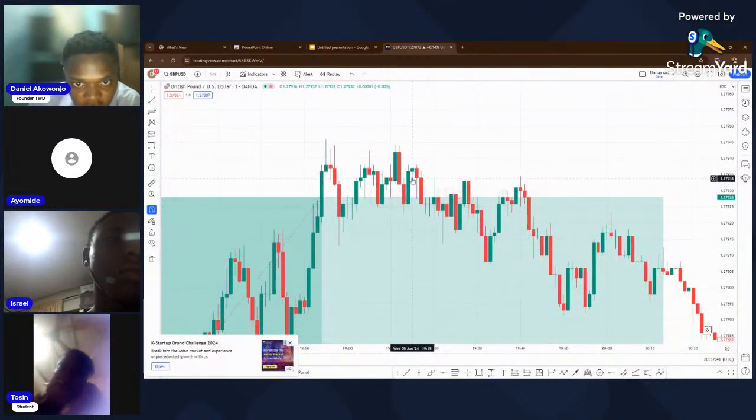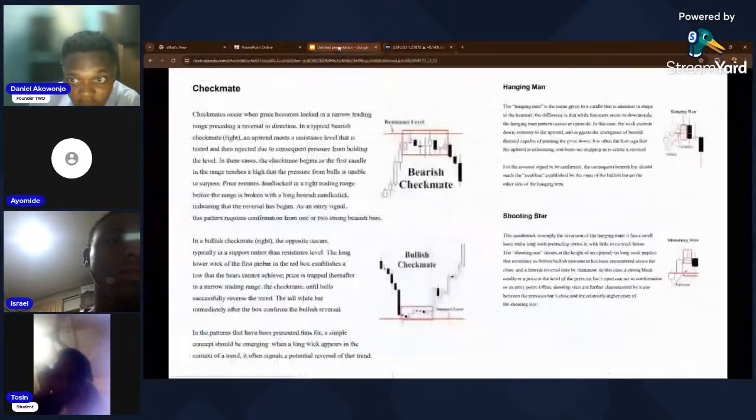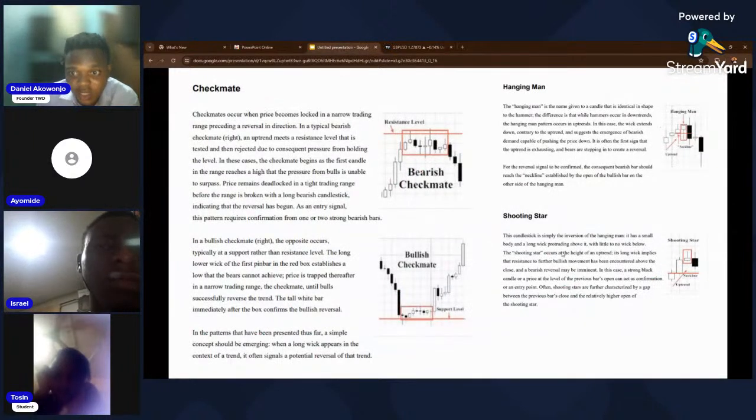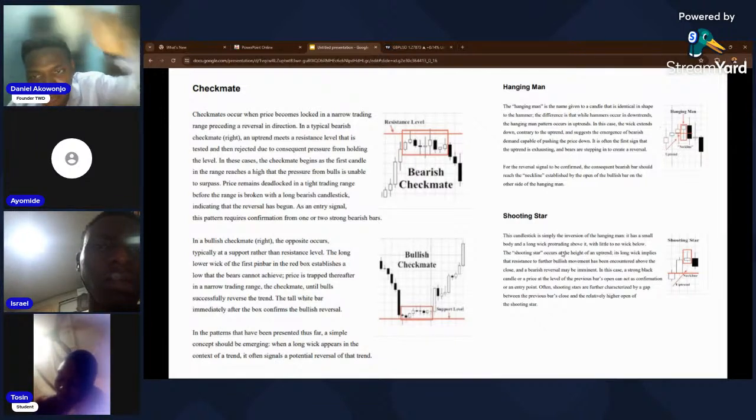Why is it that in this one the wick is under here? Do you understand? So now, what does it do? Basically, it's a very small body and a long wick protruding above it, with little to no wick below. So now the shooting star occurs at the height of an uptrend. Let's imagine that there's an uptrend and price gets to a particular point.